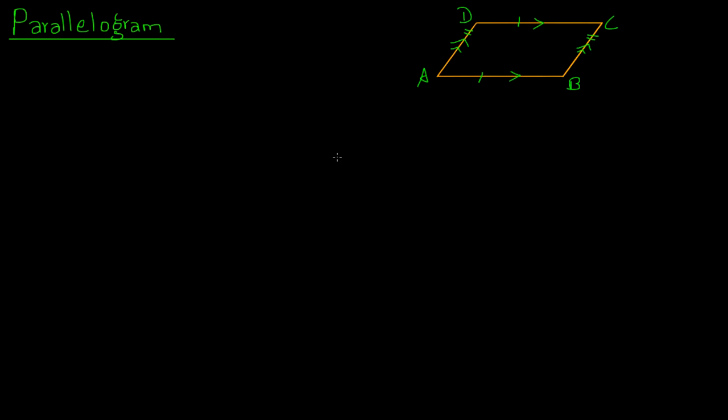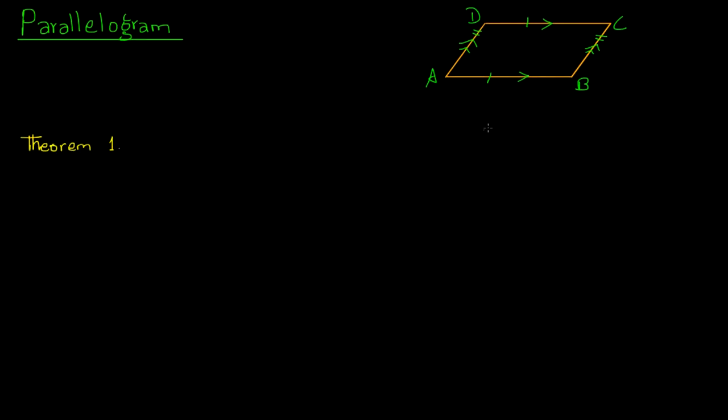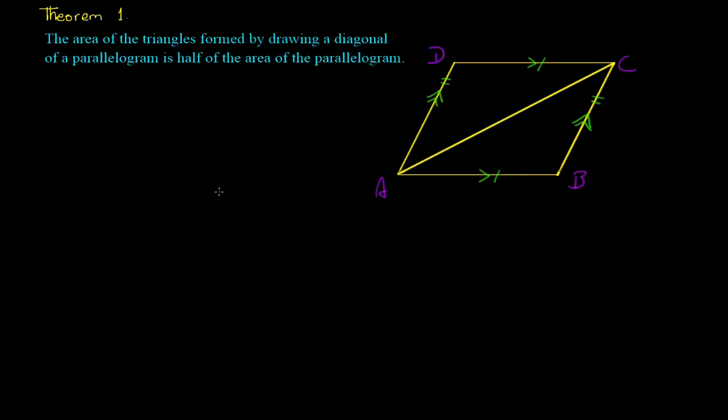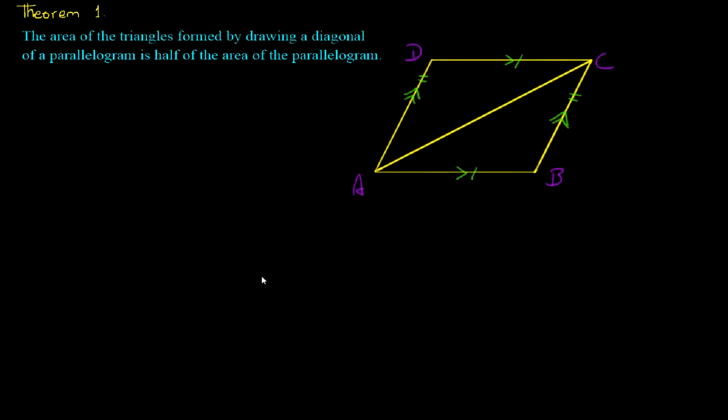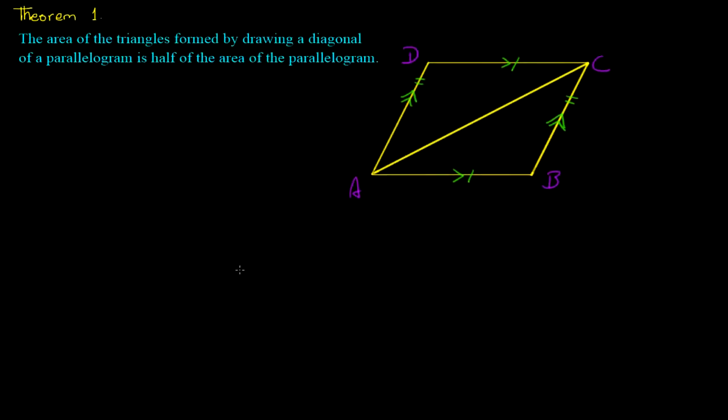So now let's look at some theorems related with parallelogram. Let's look at one theorem. Let's name it theorem 1, and let's enlarge this parallelogram. Our theorem 1 states that the area of the triangles formed by a diagonal of a parallelogram is half of the area of the parallelogram. So first, let's divide this sentence into some parts. Let's take this triangle part: the triangles formed by drawing a diagonal of a parallelogram.